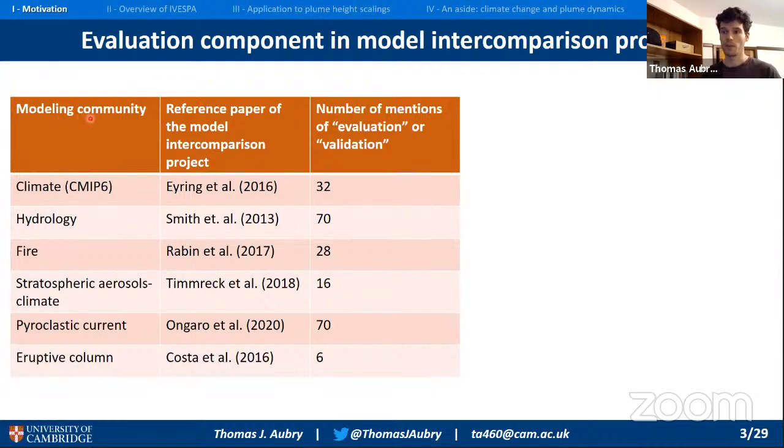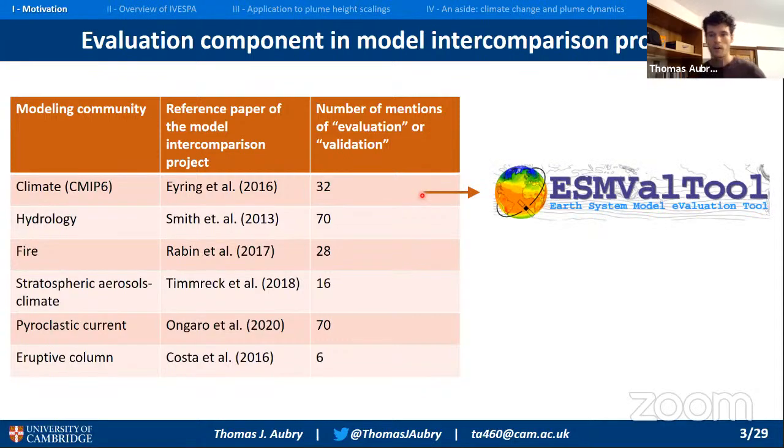So what I've put in this table is modeling communities and some reference papers of corresponding model intercomparison projects. And then the number here is the mention of the words evaluation or validation in the design paper of the intercomparison project. You can see that in general, the words evaluation or validation are really highly cited, except in this eruptive column model intercomparison. In particular, in communities such as climate science, the evaluation component is really key.